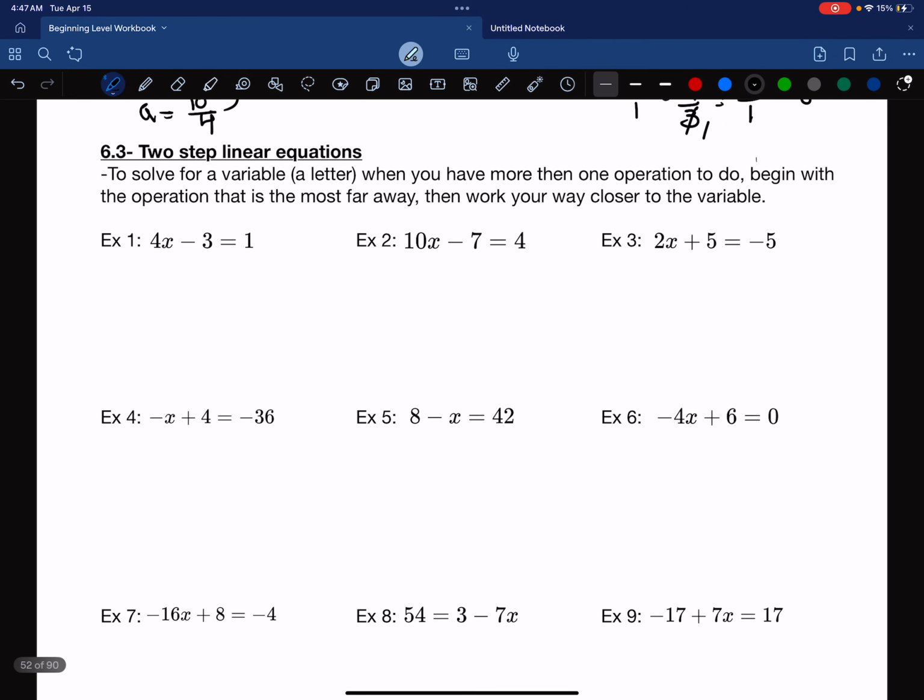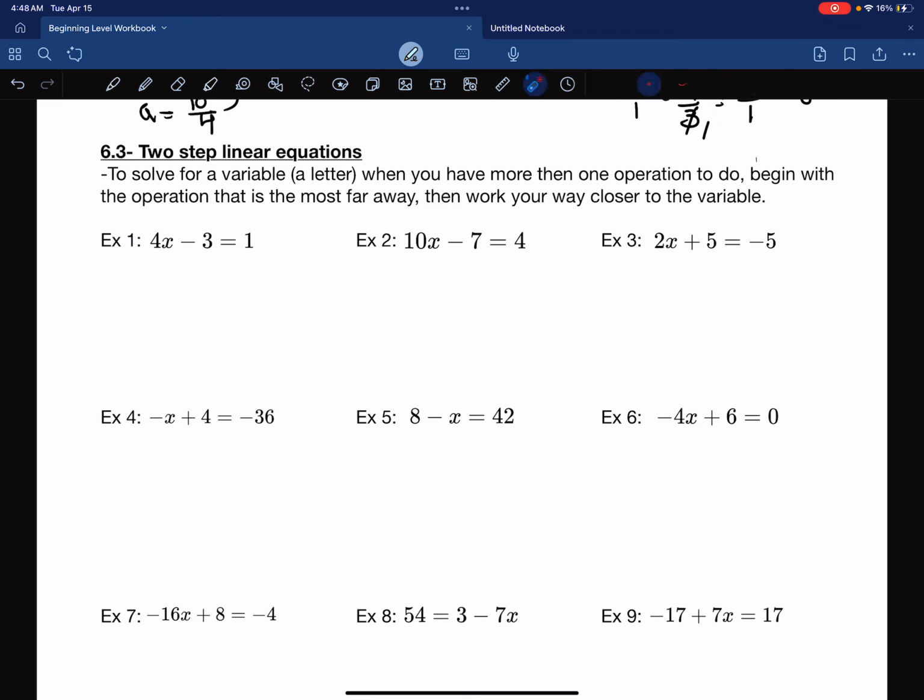Welcome to section 6.3. In this video, we're going to continue solving linear equations. However, in this video, we're going to have 2 steps rather than 1. So, whenever we have more than 1 step, the first thing you want to do is look at the operation that is the most far away from the variable. And then once you do that, you're going to slowly work your way closer back to the variable. So once we get through a couple of problems, that'll begin to make a little bit more sense.